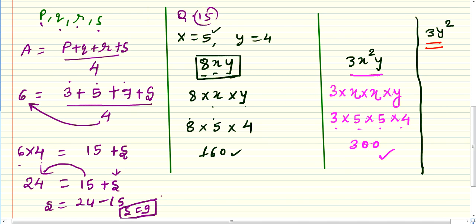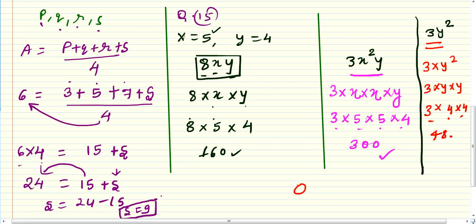Next is 3y square. You can write this as 3 into y square. Further you can write this as 3 into y into y. Now 3 will be 3 into y. Value of y 4, again 4. So 3 fours are 12, 12 fours are 48. So this is your required answer for question number 15.